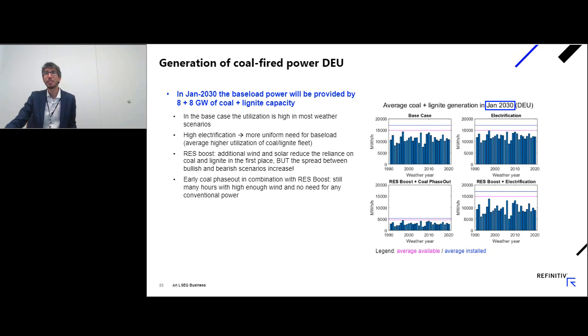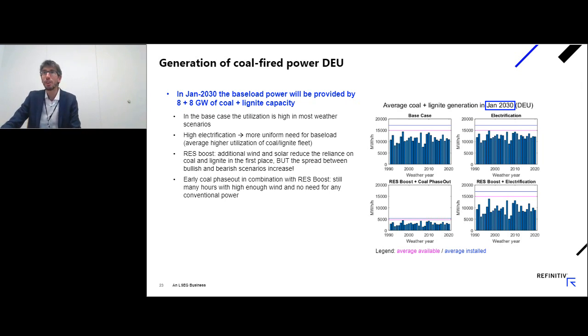So you can see here in the chart the utilization on average of the coal and lignite fleet in a tight month, which is the month of January, which we will use later on in the presentation as an example month. You can see here the variability across the weather years. In the base case, we have quite a lot of variability between the bullish years, which is the one where we get utilization very close to the actual average available. Remember that the average installed is 16 gig. We will have an average availability of around 14.5, 15 gigs. That's learned from historical availability.